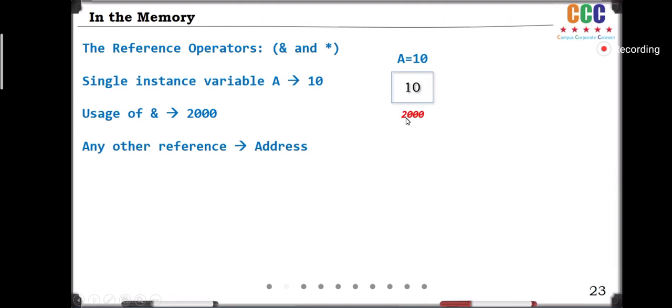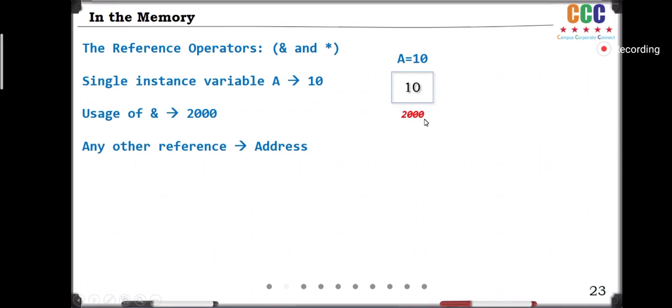Ampersand is a dereference. It goes back and prints the address. So ampersand is an indirection operation. It is going to the address, and any other reference will by default refer to address. What do I mean? If it is not a single instance variable, for example, if it is an array, the array by default is pointing to the address. It doesn't point to the value.